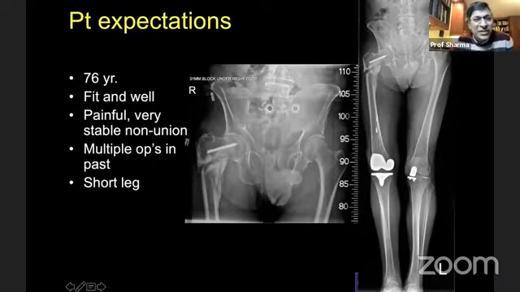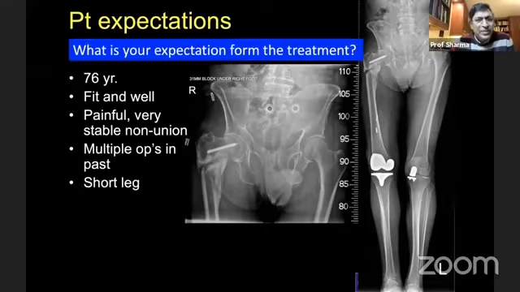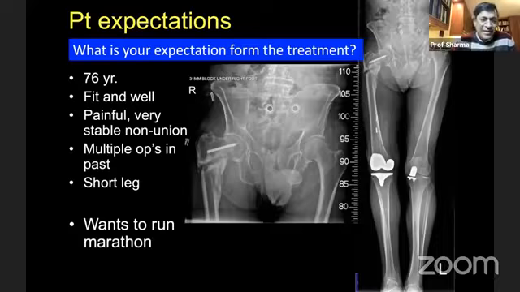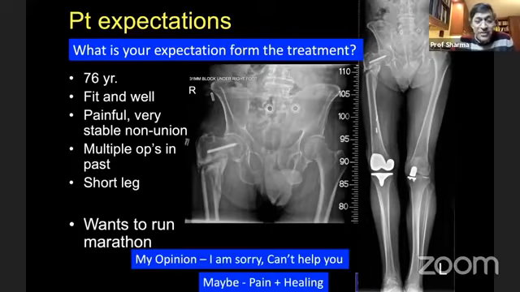The other thing is the patient's expectations. There is a very fit 76-year-old gentleman who has had multiple surgeries in the past. He has a short leg with a bit of pain. He is walking around, but not happy. His expectation from the treatment is not that his leg becomes equal or his bone heals, but that he wants to run a marathon. So I explained to him, I'm really sorry, I can't help you. You must carry on. I cannot operate. I can help you with your pain, maybe the bone healing, but I cannot help you run the marathon. And he went home and decided that probably the marathon is not the best thing, and came back.